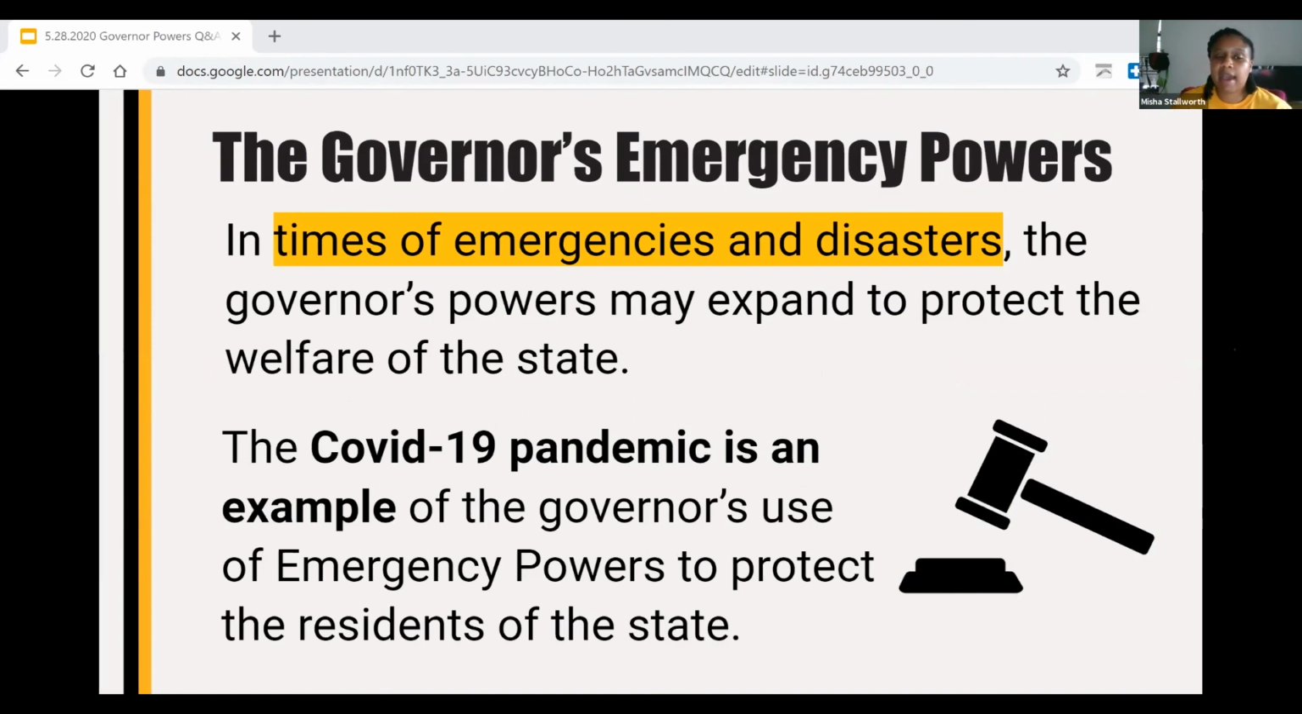So when we think about emergency powers of the governor, emergencies and disasters are actually legally defined terms. When we start talking about our government and how it functions, sometimes there are words we use in our daily language that have legal meanings in these circumstances. So emergencies and disasters legally can offer opportunities where the governor's power may expand to protect the welfare of the state. That's language that's very intentionally used and has legal implications. COVID-19 as a pandemic is an example of when those emergency powers can come into place, and it all has to do with protecting the residents of the state, which is part of the job of the executive.